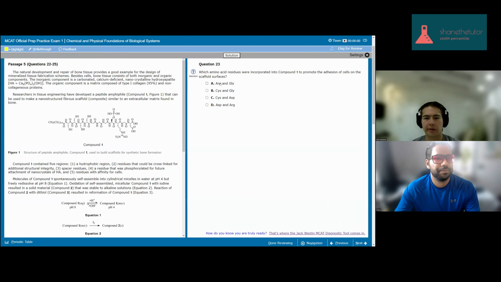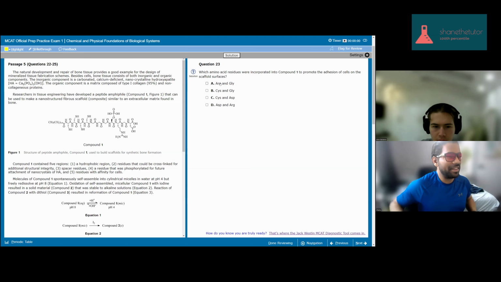Which amino acid residues were incorporated into compound 1 to promote the adhesion of cells on scaffold surfaces? When you asked me about the affinity for cells, it looks like they're asking us about it. Let's see.